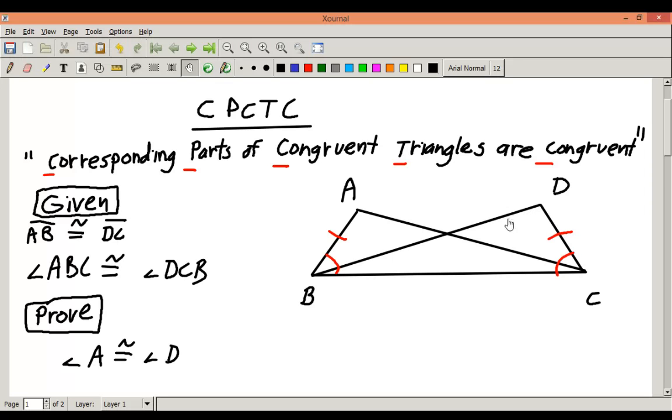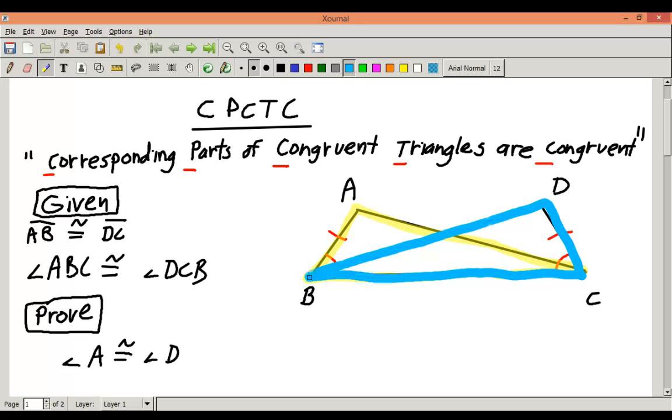So what we need to do is develop a strategy. So here's the strategy, and here's how we're going to use that corresponding parts of congruent triangles are congruent statement. We're going to prove 2 triangles congruent. I'm going to highlight them so you can see what we're doing. We're going to prove this triangle, I'm highlighting in yellow, triangle ABC, congruent to triangle BCD, which I'll highlight in blue. Just because there's so many triangles there, it's hard to sort them out. I think the color is going to help.